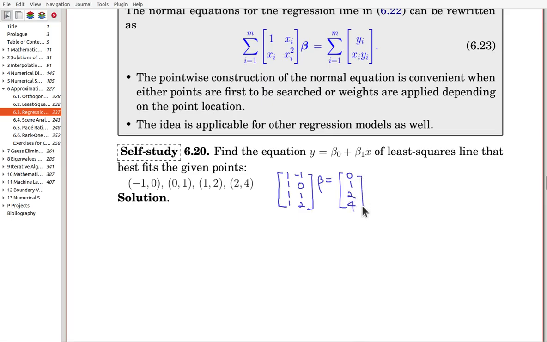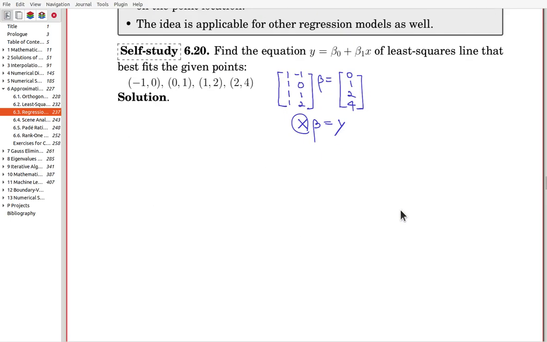Now we have X beta equals y. The X transpose can be multiplied in front of both sides, and you can get the normal equations. Then you can find the parameter vector. You can do it.